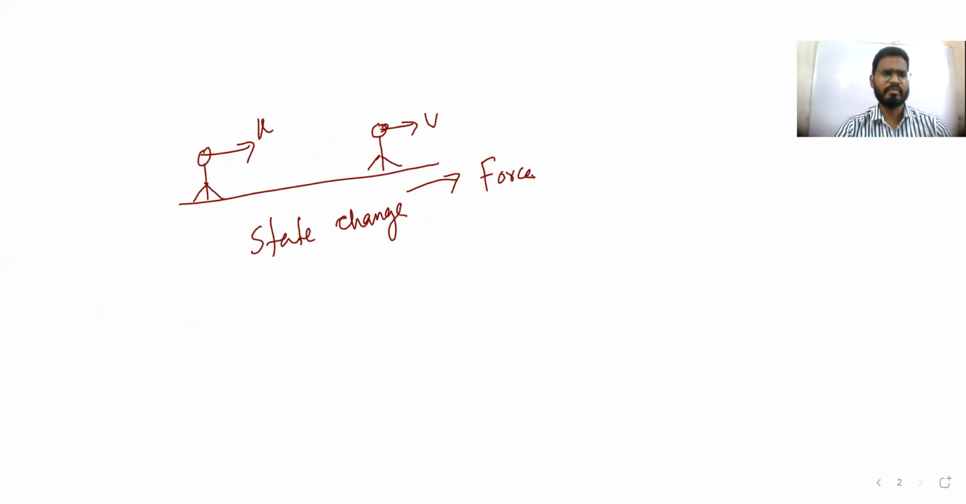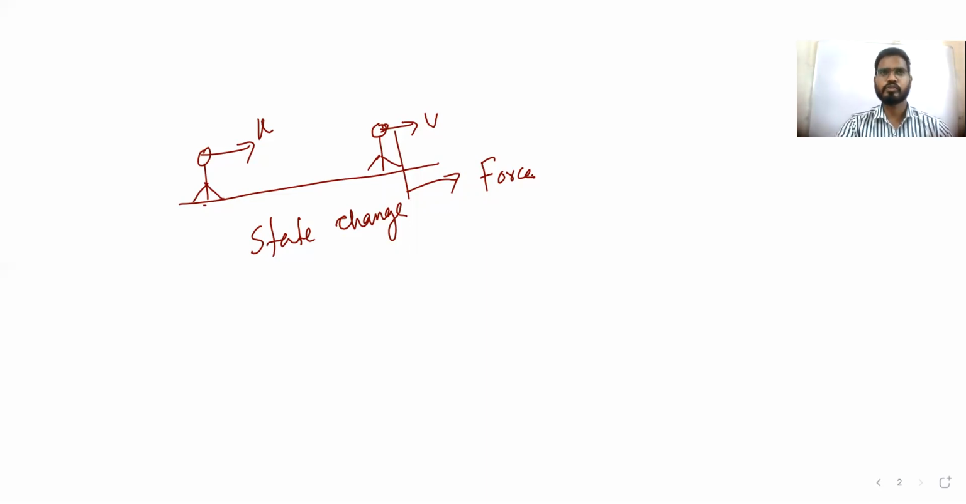I gave one example here: one man is here with an initial velocity u, and after some time he came here. If he came here, then there should be something which brought this man from here to here. That is ultimately force only, right? So briefly, in this chapter we are going to learn about force. What is force? What are the types of forces? How does it act? All this we are going to discuss.